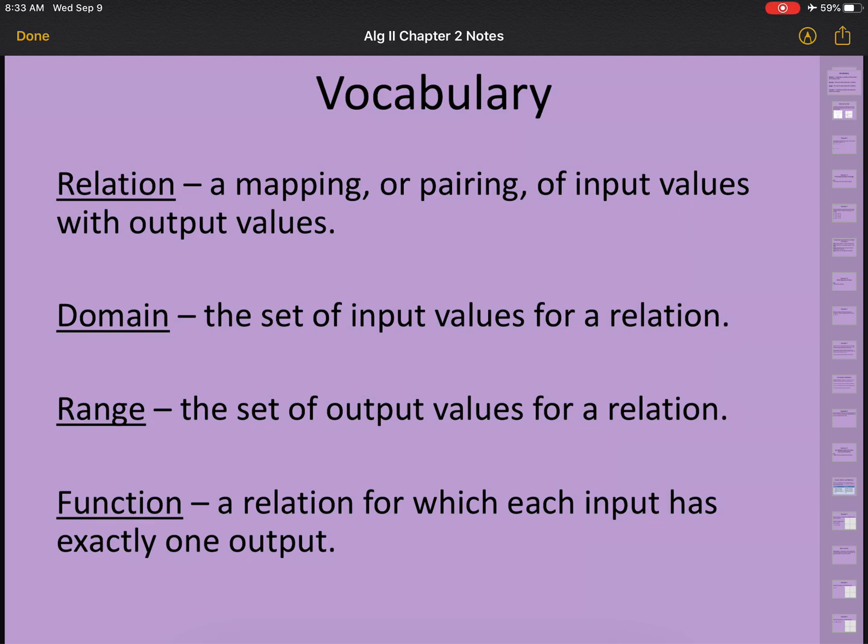The domain of a relation is the set of input values. We also call these our x values. So these are our x's. The range of a relation is a set of output values. So these are all of our y values. And a function is a relation for which each input has exactly one output. So the major key thing here, a function, its inputs have exactly one output.